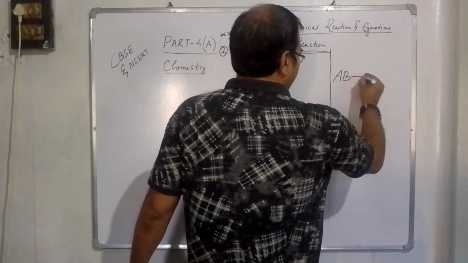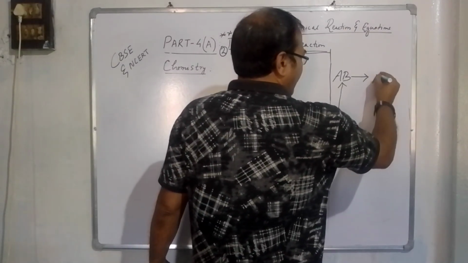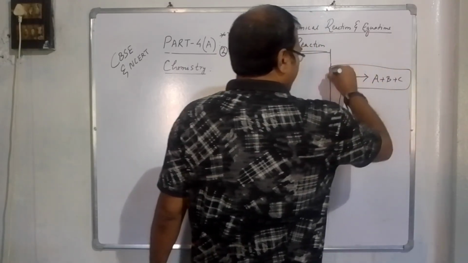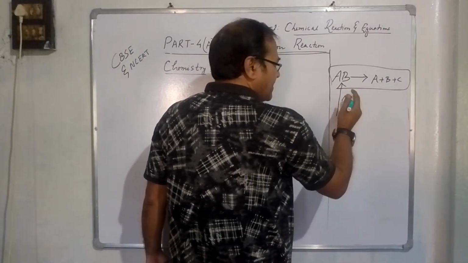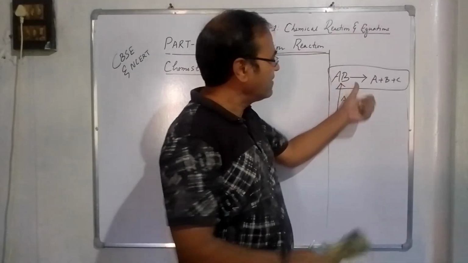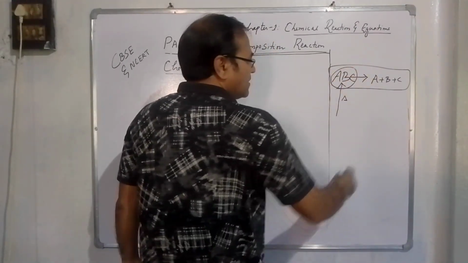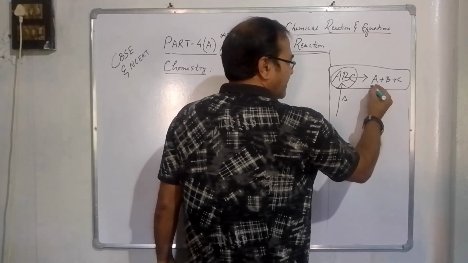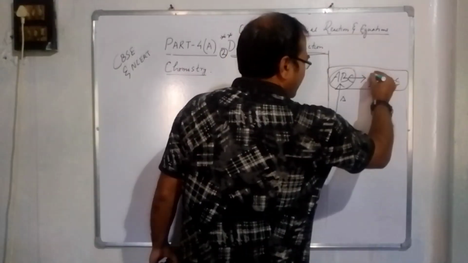Suppose there is a compound AB. If heat is supplied from an external source, it will break into its own constituents. It may be A plus B plus C, or more, but primarily two or three products. A single reactant, if you supply heat, will break the bonding and decompose into its simpler constituents. It undergoes breaking by an external source of energy.